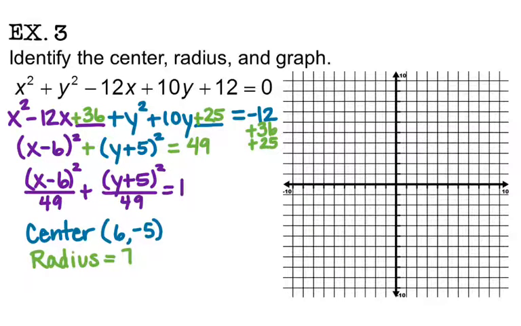So I'm going to plot the point 6, negative 5. And then I would go 7 in 4 directions. And our circle is going to be a little bit off the graph, so just make it work for you. So I went 7 up, 7 to the left, 7 down, and I'm pretending to go 7 to the right. And then I would connect those dots with a circle. So this is our circle that is located at 6, negative 5 with a radius of 7.